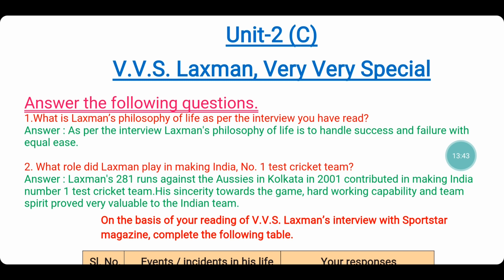On to the second question. What role did Laxman play in making India the number one Test cricket team? Laxman's 281 runs against the Aussies in Kolkata in 2001 contributed in making India the number one Test cricket team. His sincerity towards the game, hard-working capability, and team spirit proved very valuable to the Indian team.